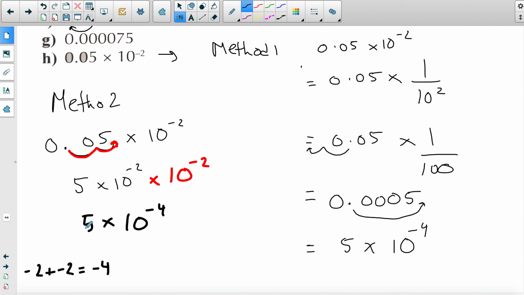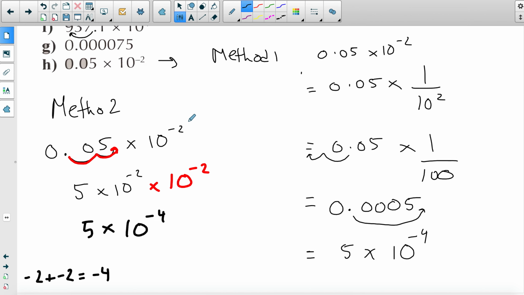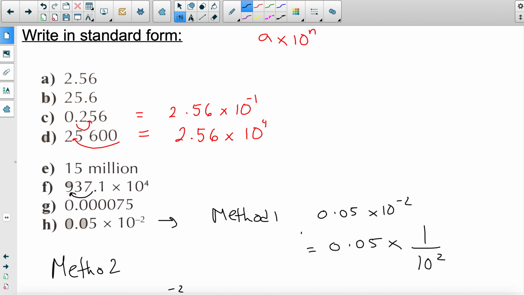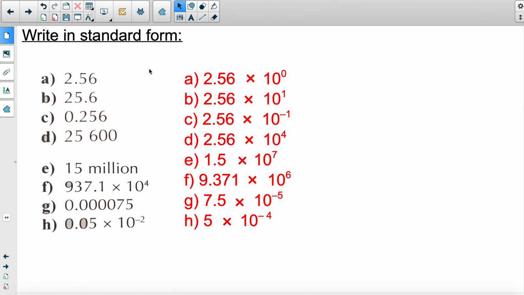Again, always check your answers, multiply it out, see if you actually get back to your original number or you get back to this number. Have a go at the rest of the questions, and then I'm going to show you the answers in a few seconds. Okay, so here are the answers. Some of them we've done. Make sure you check them, and then if you feel more confident, you can move on to the next video about standard form.